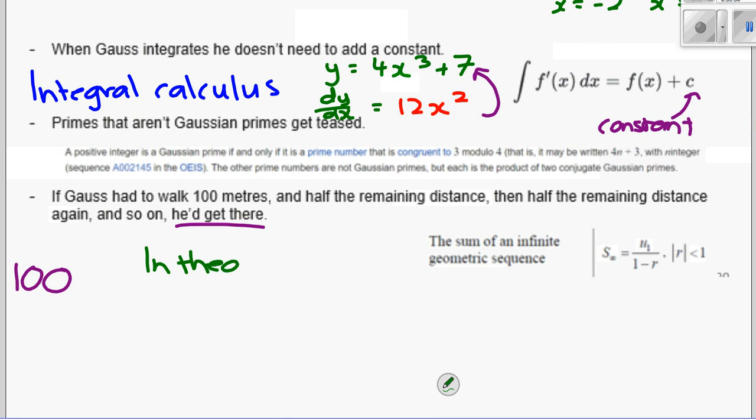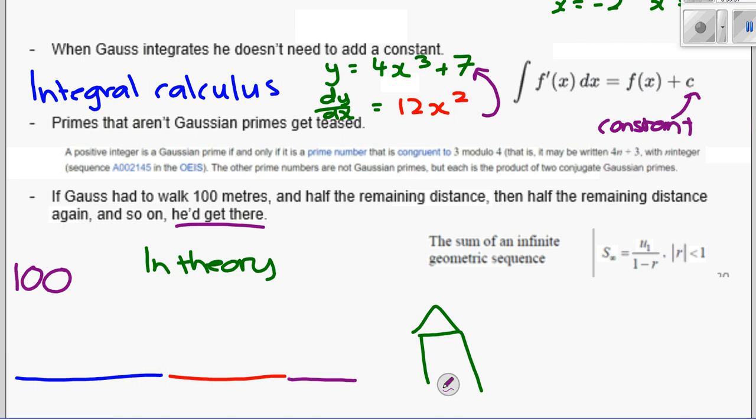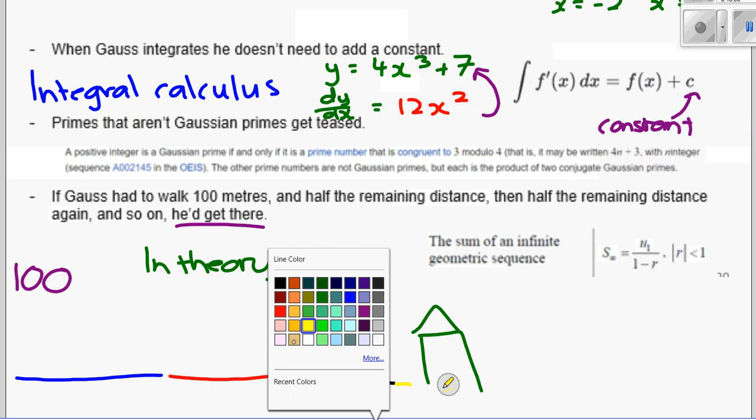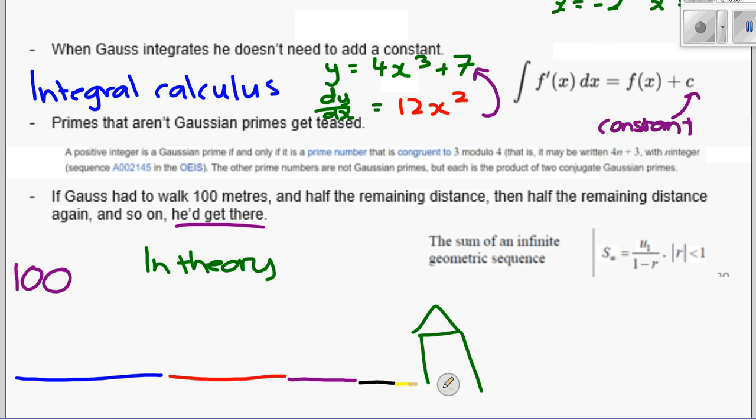Imagine his destination is here. Here's the house. So he's walked 100 meters. Then half the remaining distance. And then half the remaining distance. And then half the remaining distance. He got there. Half the remainder. So in theory, he wouldn't get there.